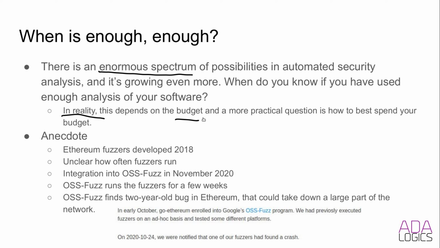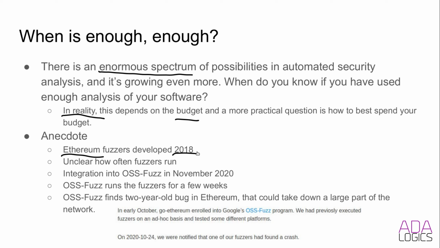So I will talk a little bit more about this in the next slide, but to give an anecdote of how important it can be to continue to analyze your software for a longer period of time, I want to talk about something we did here at Datalogics last year, where we worked a little bit with the Go Ethereum project. So Ethereum is this blockchain infrastructure that is fairly large. And so the anecdote is that Ethereum itself had developed these various fuzzers to analyze their code back in 2018.